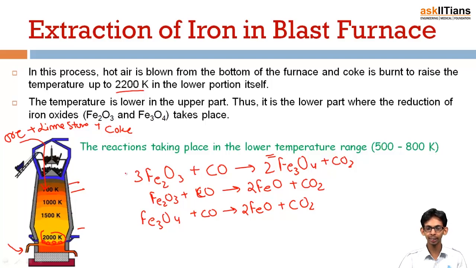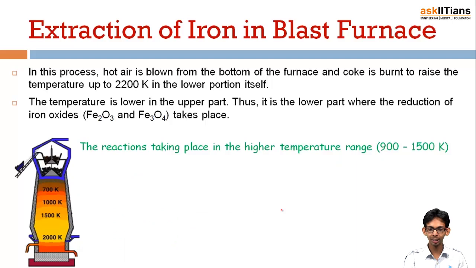So the overall reaction is that Fe2O3 reacts with carbon monoxide to form FeO, iron oxide, and these reactions take place in the low temperature range, in the upper part of the blast furnace. First, Fe2O3 reacts with carbon monoxide to form Fe3O4, then this Fe3O4 further reacts with carbon monoxide to form FeO, and there is another possibility that Fe2O3 directly reacts with carbon monoxide to form FeO. Either way, we get iron oxide.